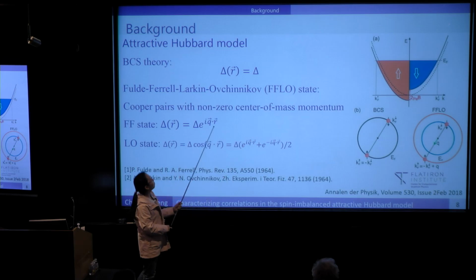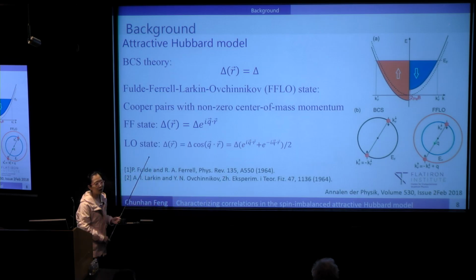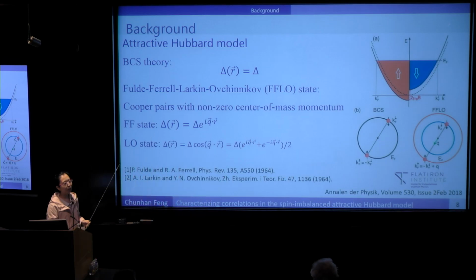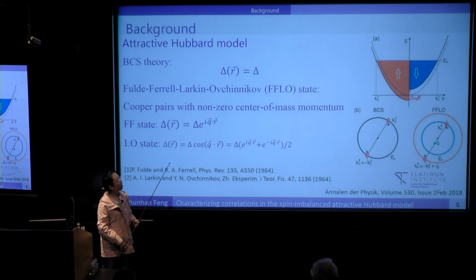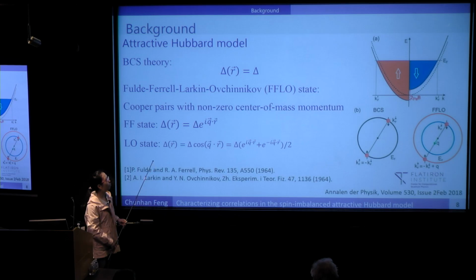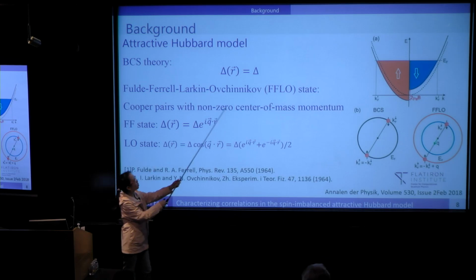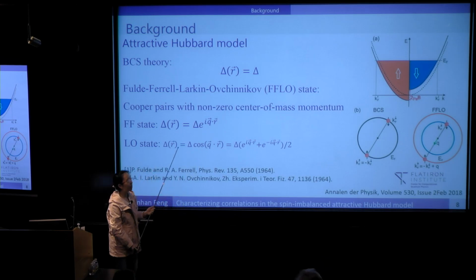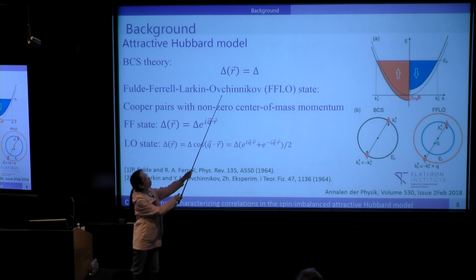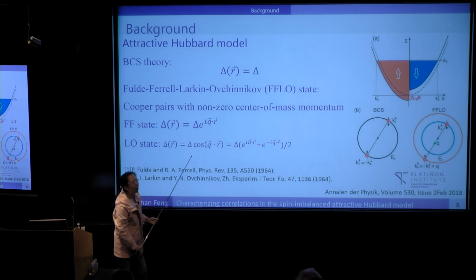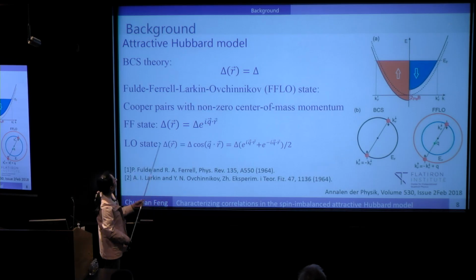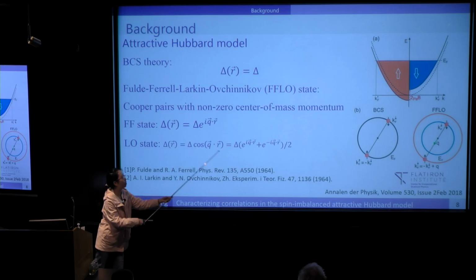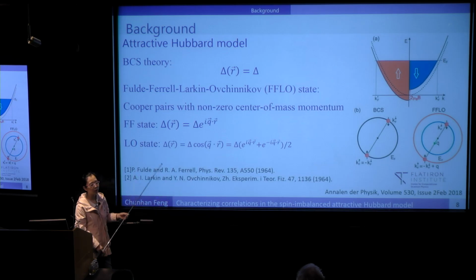We know the BCS theory describes a phase transition from a normal gas of fermions to a superfluid phase consisting of Cooper pairs with zero momentum. We can use this mean field ansatz to describe the physics there, and it is position independent. But for exotic superconductivity, the position dependence of the order parameter is very important. So for example, here is the mean field ansatz for the FF state and the LO state respectively.